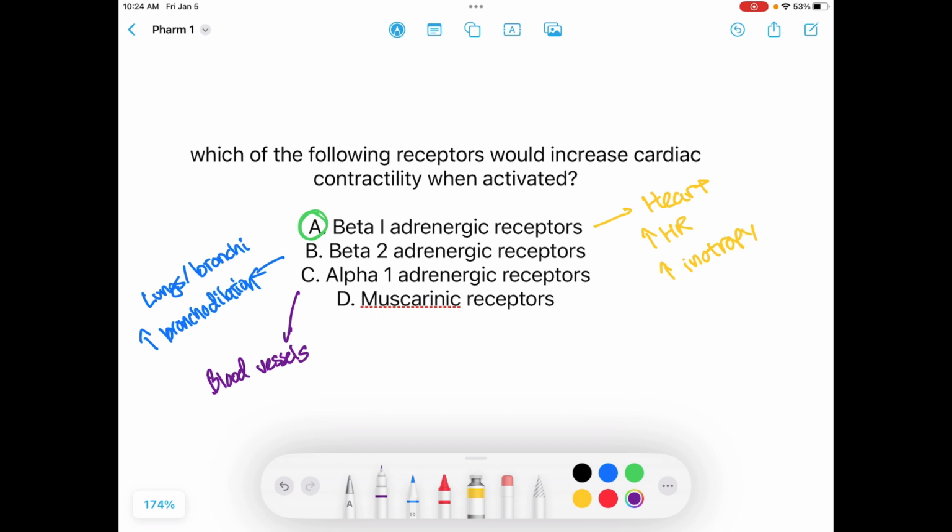But alpha-1 receptors, those are also adrenergic receptors, meaning they respond to things like epinephrine, dopamine, norepinephrine, these catecholamine substances that have a lot of sympathomimetic properties to them. So what we have here is when we activate these receptors, we're going to increase vasoconstriction.